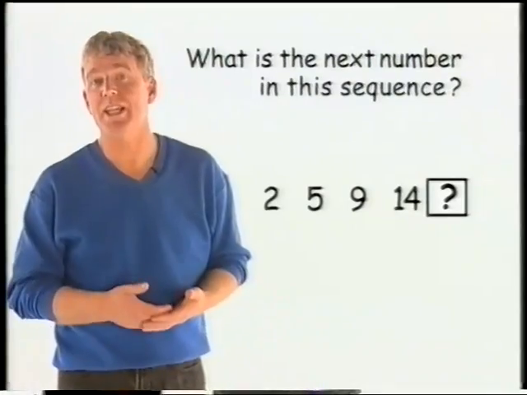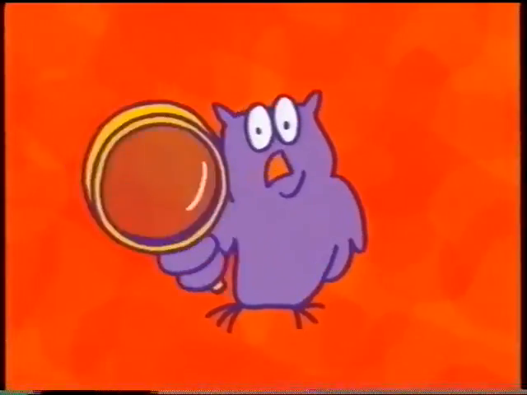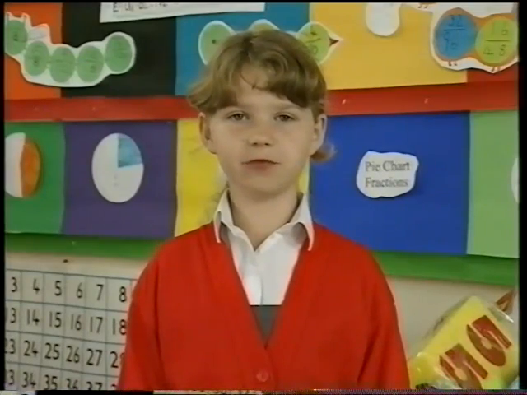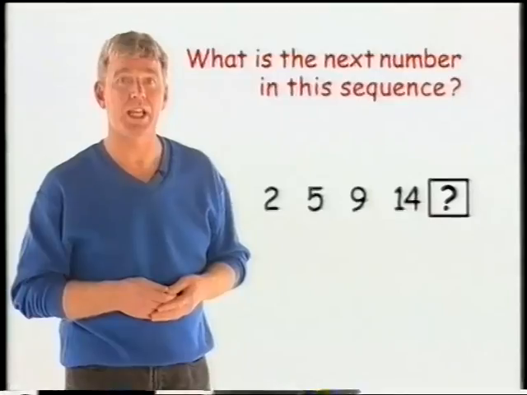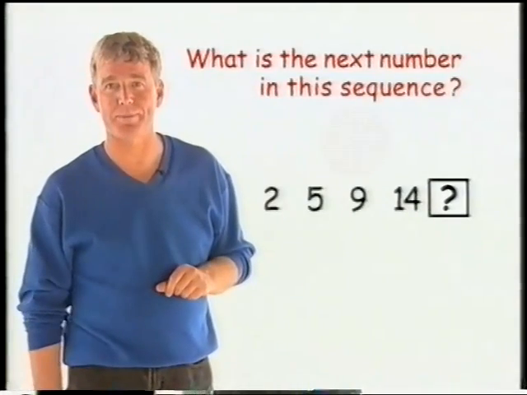If you're not sure, here's the maths team with some hints. Work out what happens to each number to get the next number in the sequence. This is the rule. Don't just look at the first two or last two numbers. Look at all of them. When you find the rule, apply it to the last number to get the missing number. So, what's the answer?